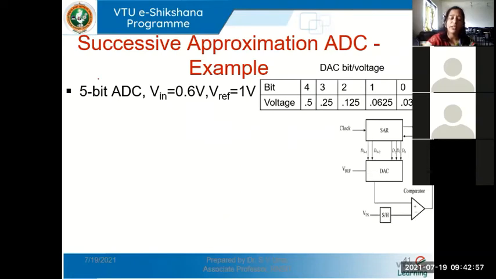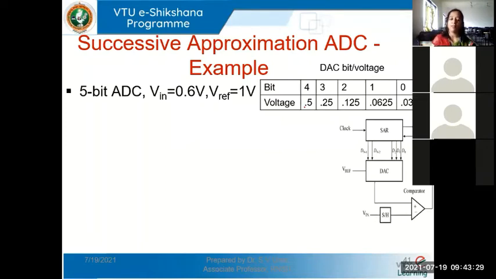See, here I am showing you another example of a 5-bit ADC. The second example, please see. Vin is 0.6 volts and the reference voltage here is 1 volt. And we need to design a 5-bit A to D converter. So we are showing for each bit, whenever that particular bit is high, what would be the actual output voltage.